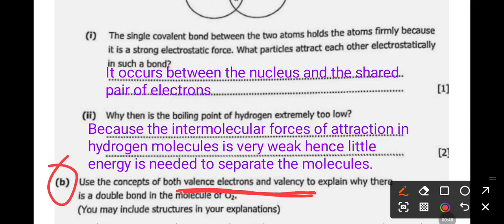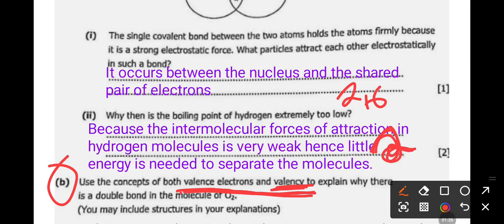So for oxygen, since its electronic configuration is 2,6, it has 6 electrons in its outermost energy level. Therefore, oxygen has 6 valency electrons. Then the definition of valency. There are 2 ways we can define this, but they basically mean the same thing. Number 1, valency is the combining power of an element. So for oxygen, its combining power is 2, meaning that oxygen has a valency of 2.